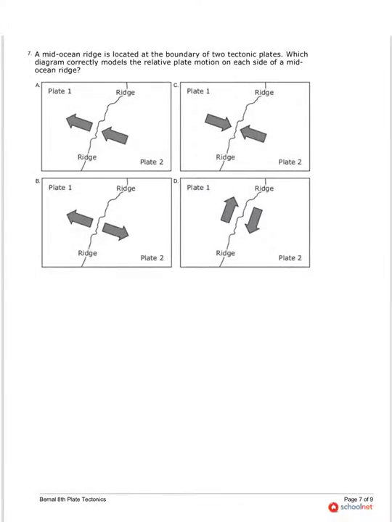Number 7. A mid-ocean ridge is located at the boundary of 2 tectonic plates. Which diagram correctly models the relative plate motion on each side of a mid-ocean ridge?